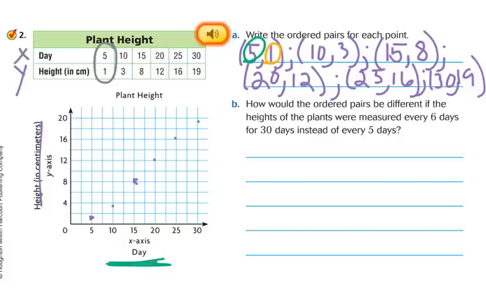So now, when we look at our graph, boys and girls, we see that it is kind of making a line. And this question here is just kind of getting you to think like a scientist. It says, how would the ordered pairs be different if the heights of the plants were measured every 6 days for 30 days instead of every 5 days? So what we could say is that if we waited one more additional day, the height would be perhaps a little bit larger the more often that you would wait, rather than not measuring them so frequently together.